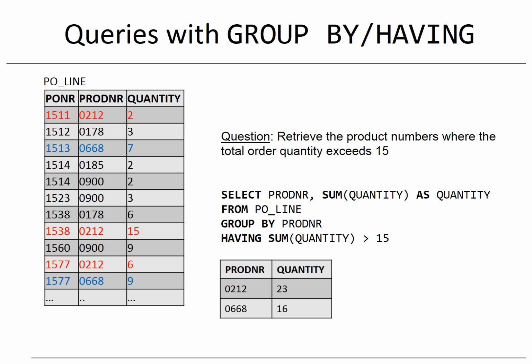If you look at the table to the left, product number 212, for which the total outstanding quantity is 23, and product number 668, for which the total outstanding quantity is 16, will be output.